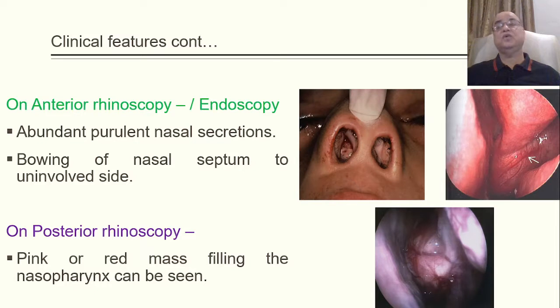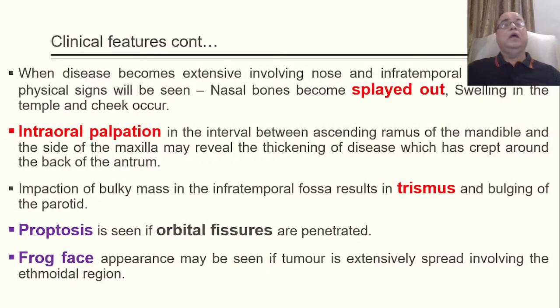On anterior rhinoscopy or flexible nasopharyngoscopy in the clinic, we can check: there will be stasis of nasal secretions on anterior rhinoscopy, or even a mass may be visible. On posterior rhinoscopy, definitely there will be a pink or red colored mass, soft, lobulated, which will be filling the nasopharynx. When the disease becomes extensive, the nasal bones may be splayed out. Then on intraoral palpation between the ramus of the mandible and the side of the maxilla, one may feel thickening of the disease with crepitus all around.